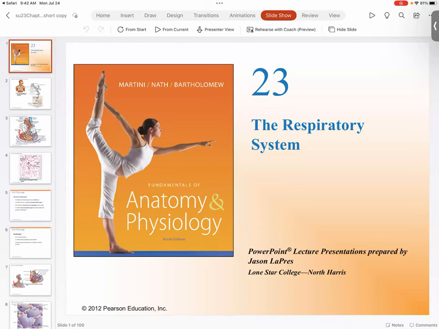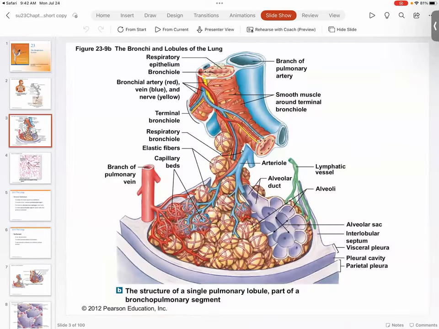So the seminal anatomy is obviously the alveolus. So this is basically what the alveoli look like.